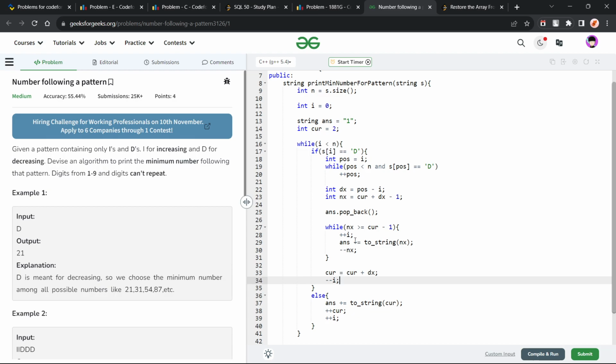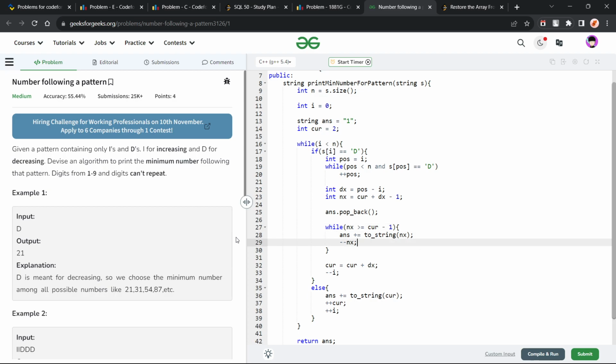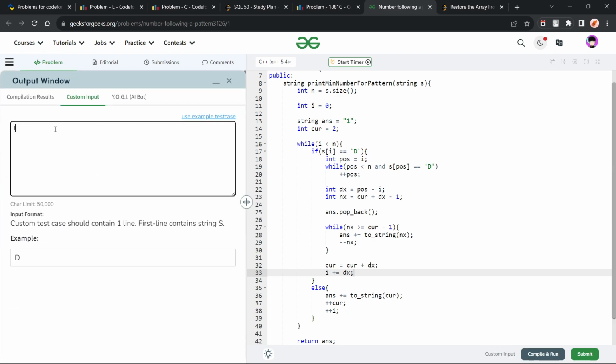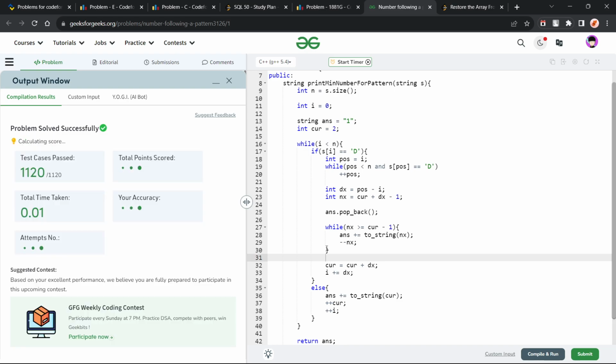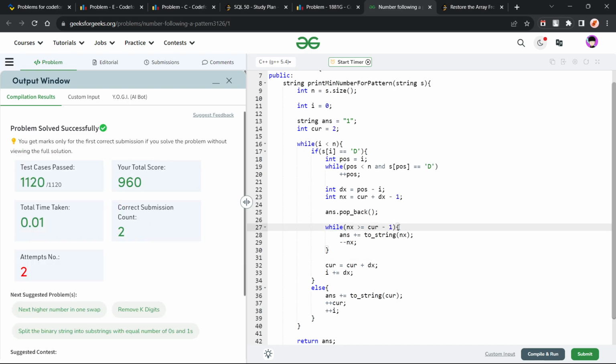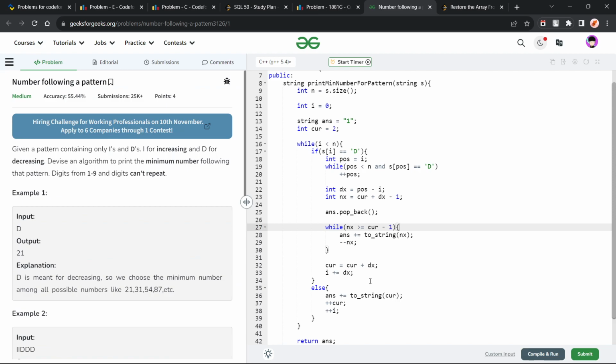Alternatively, what you could have done is i plus equals dx, like this. Let me just try this also. You see this passes. Let me just quickly submit this. Yeah, this also passes. So basically, instead of writing i plus plus here, you could have just directly written i plus equals dx. So this is how you could solve this problem, and that is it for today.